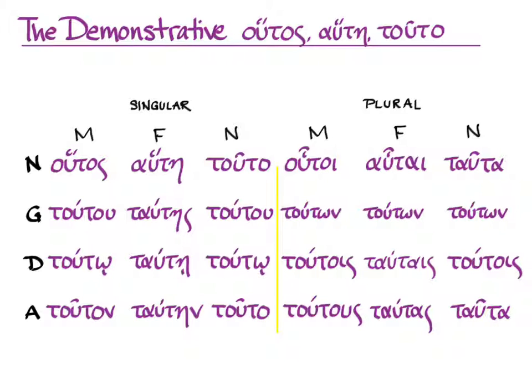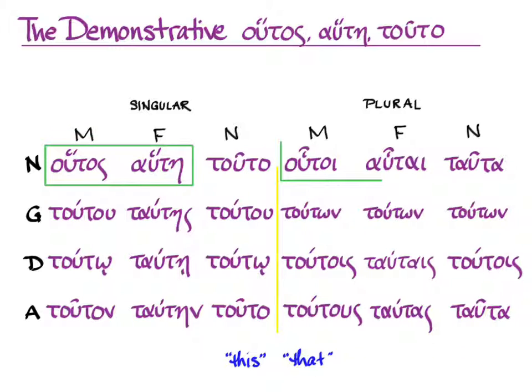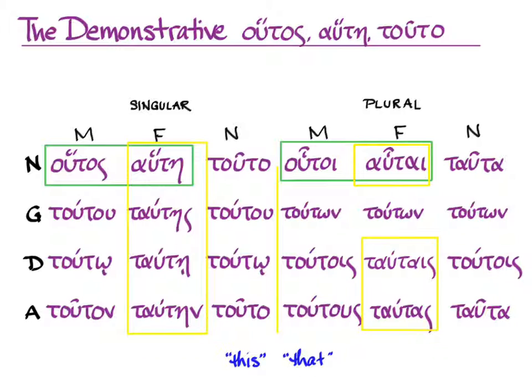This demonstrative means this or that, depending on the context, and we'll talk a little bit more about how you decide which one later. A couple of things to note about this declension and how you can remember the forms. First of all, notice that just as with the article, the masculine and feminine nominative forms have rough breathings instead of smooth. Also, notice that the diphthong in all of the feminine forms, except for the genitive plural, is au instead of ou, and that the other two places that the au appears are the neuter plural nominative and accusative. That should help you remember these forms.